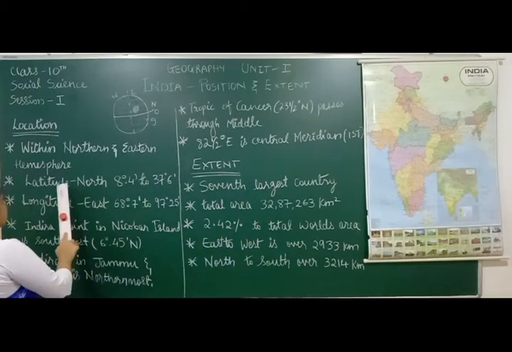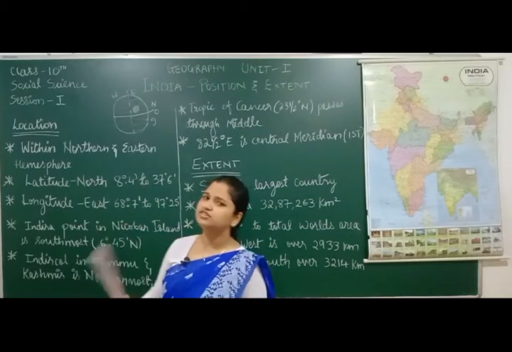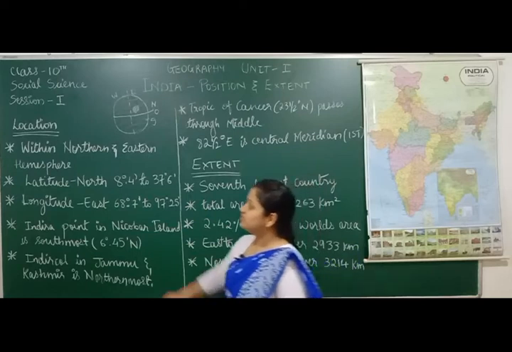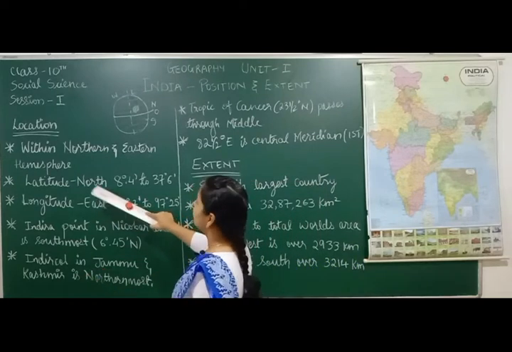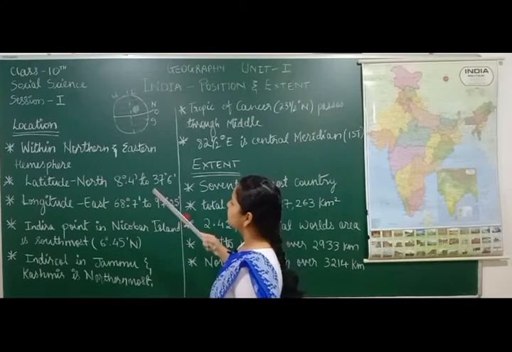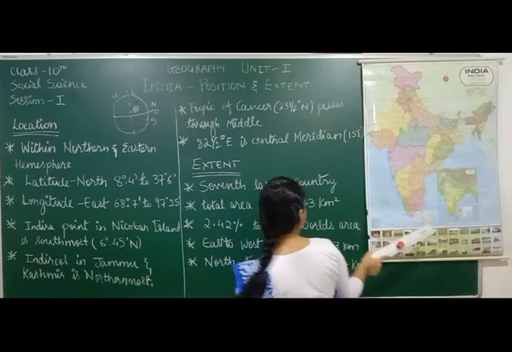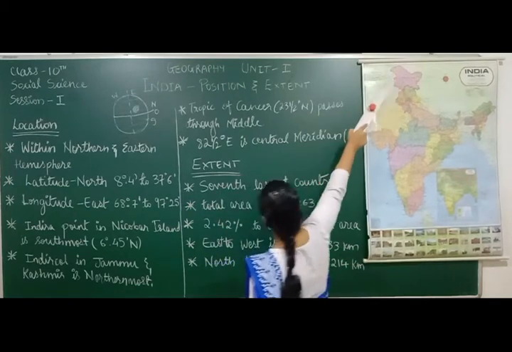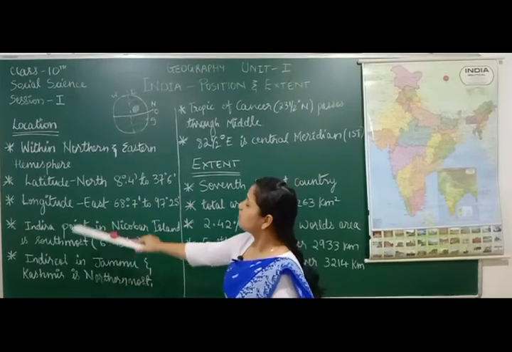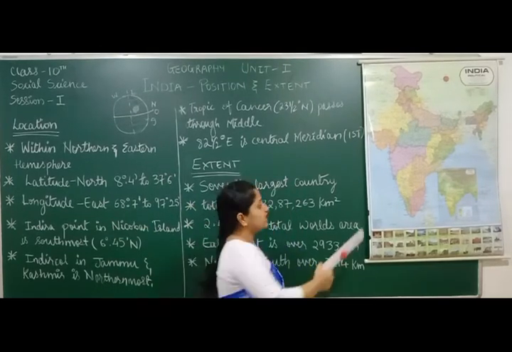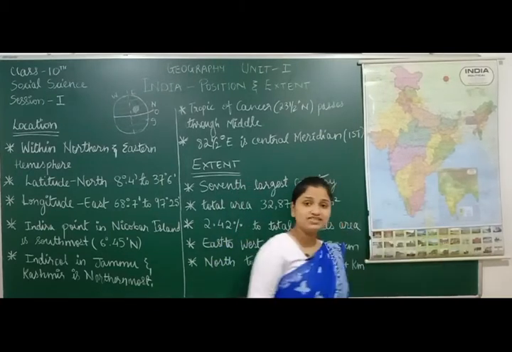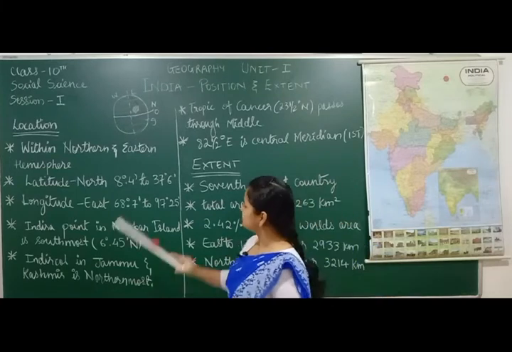I hope this longitude and latitude is very clear to you. This is very important. These two readings you have to remember very well. The latitudinal extent, the north latitude, is 8 degrees 4 minutes up to 37 degrees 6 minutes. Also the longitudinal extent is 68 degrees 7 minutes here, and it goes up to 97 degrees 25 minutes. Is this clear to you?